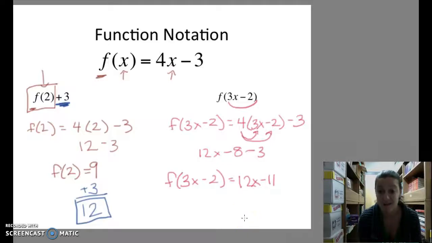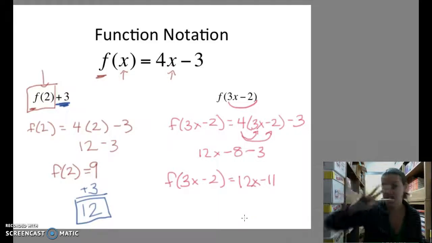Okay, long set of notes, but you got this. Really easy. Just remember, input, calculate to get your answer, your output.